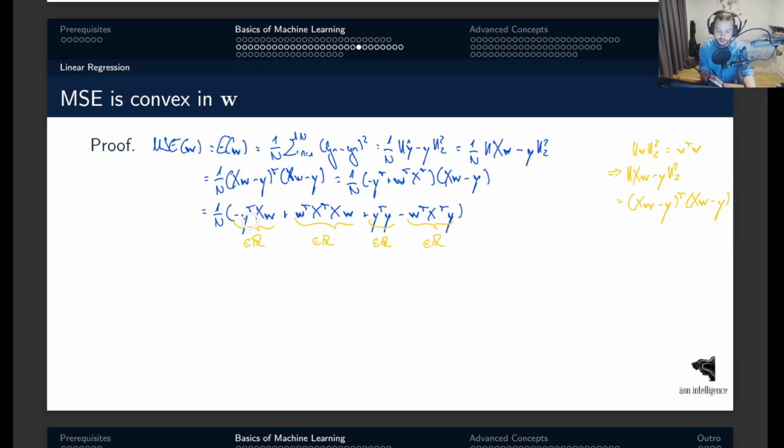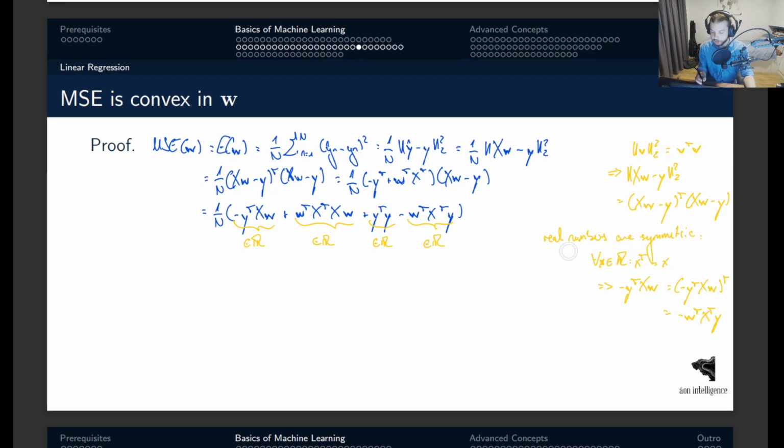And we observe that every term in this expression yields a scalar. So if you write out the dimensionalities of these objects, you will see that the multiplication of these vectors and matrices will yield a scalar for all of these terms. And this makes sense, right? Because the mean squared error should produce a scalar. And so far we've just rewritten our expression.